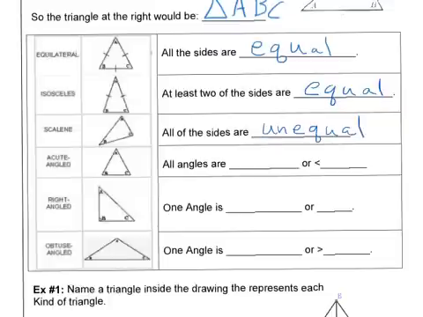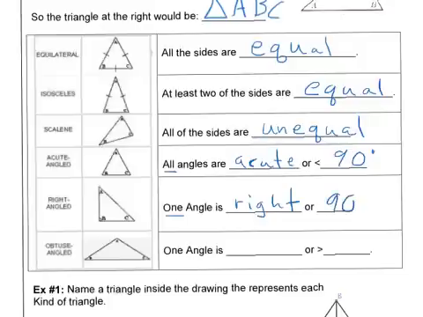Acute: all of the angles are acute in an acute angled triangle, which means they are less than 90 degrees. In a right angled triangle, we have only one. Notice we had all angles in acute, but in a right angled triangle, we have only one angle that is a right angle, or equal to 90 degrees. Put a little equal sign there. And an obtuse angled triangle, one angle is obtuse. Again, just one is obtuse, or we would say greater than 90 degrees.